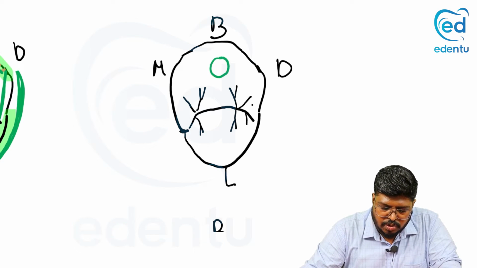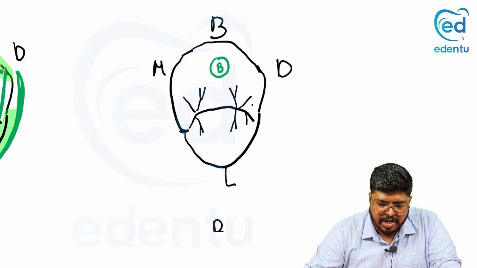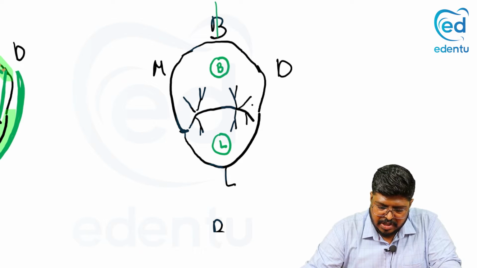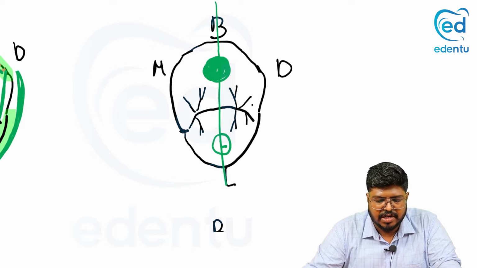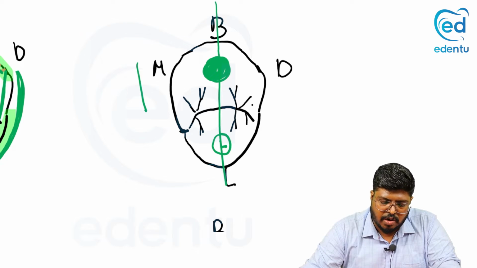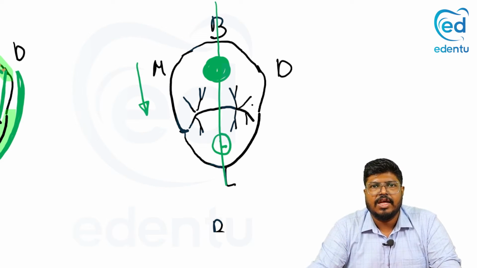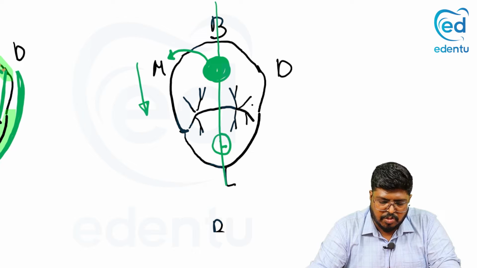Usually you are going to see two cusps. The first cusp is the buccal cusp. The second cusp is the lingual cusp. The buccal cusp is slightly offset towards the mesial. Why is it so? Because the crown is inclined lingually. The crown of the mandibular first premolar is inclined towards the lingual side. Therefore, the buccal cusp appears to be offset more towards the mesial surface.